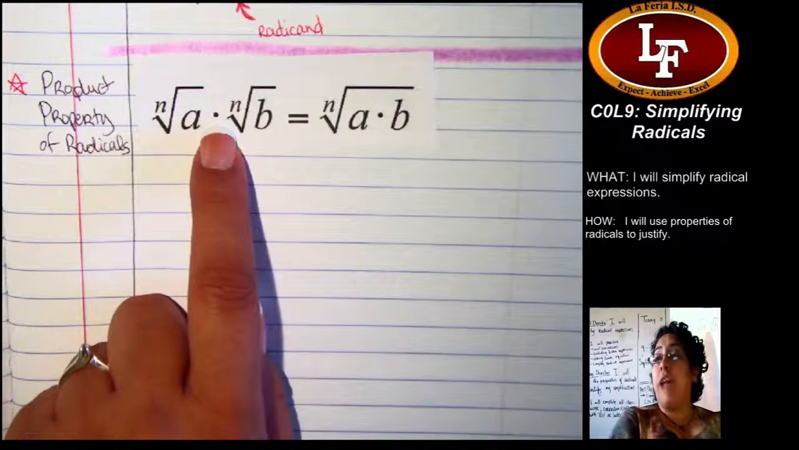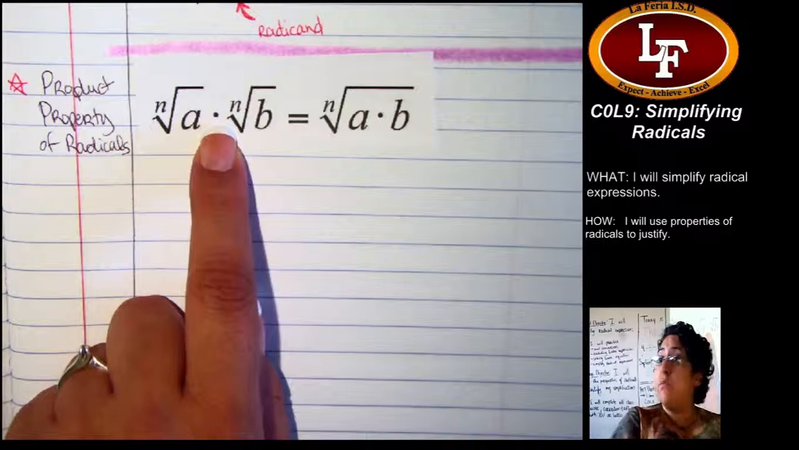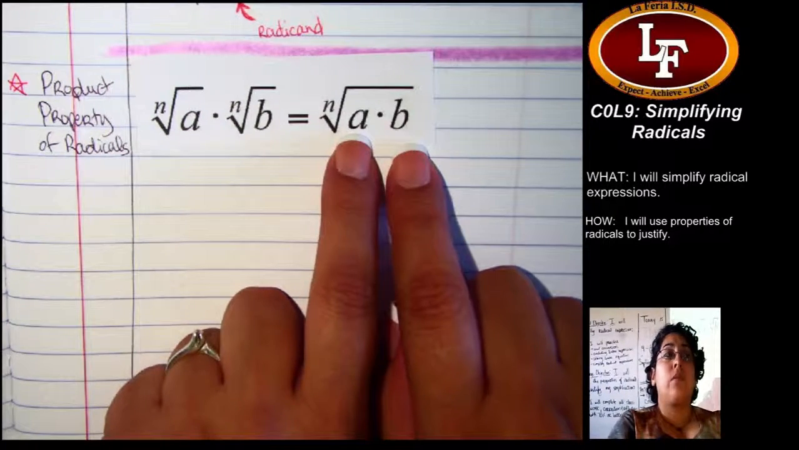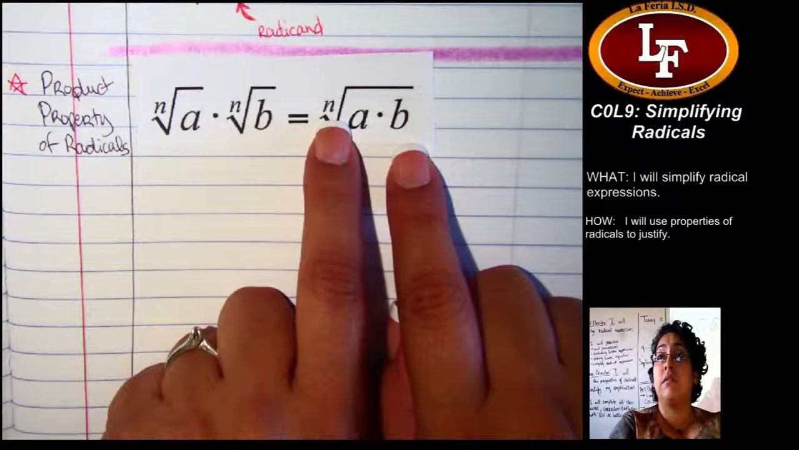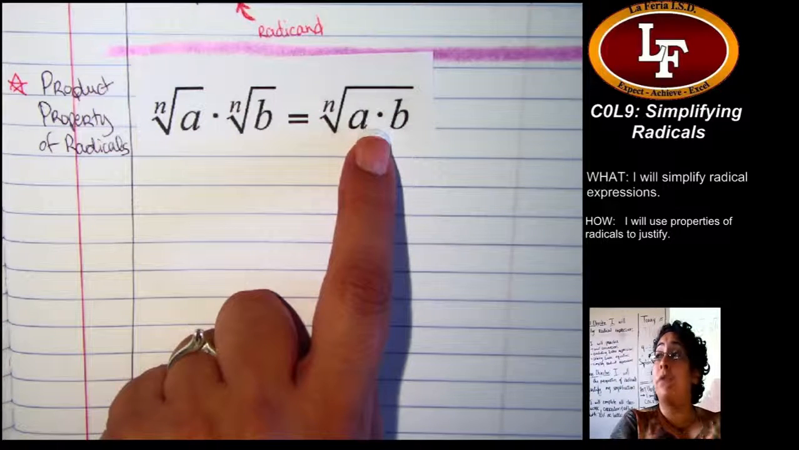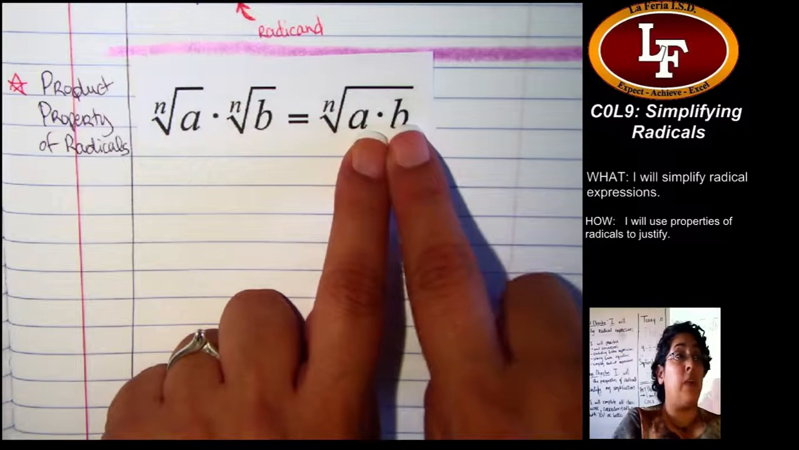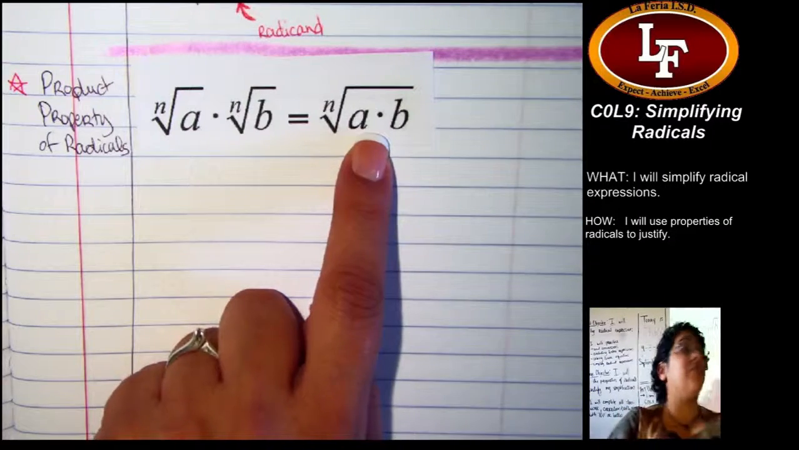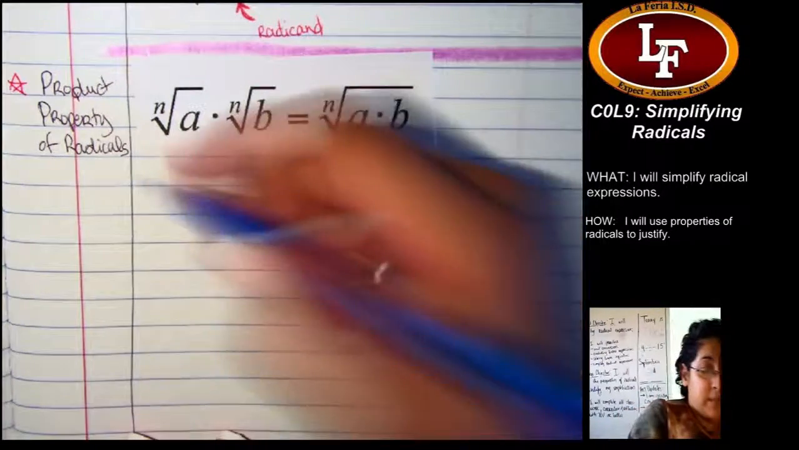What's the operation happening between the two radical symbols? Multiplying. Now look at what's happening on the right-hand side. Now they're together. What happened to the radical symbol? They combined and became one. What happened to the index? It stayed the same. What happened to the radicands? They stayed the same, but you're combining them with multiplication. All right? Let's do an example.